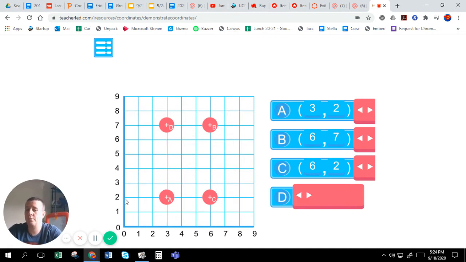So a common question would have been, where would you need to put point D? I would put that at 3, 7. That's the spot for it. I'm taking a look. Yeah, that's right.